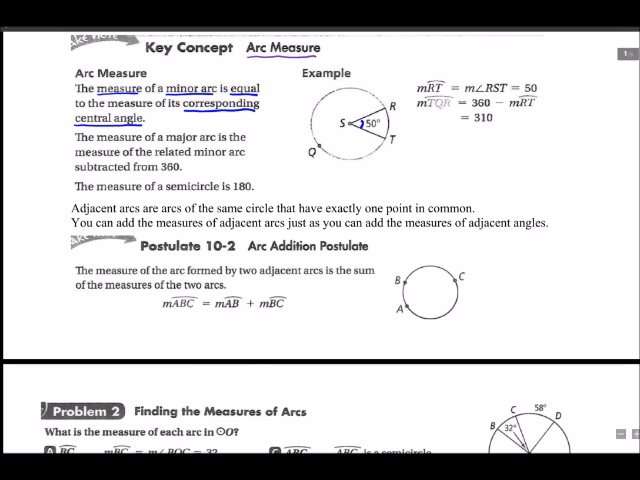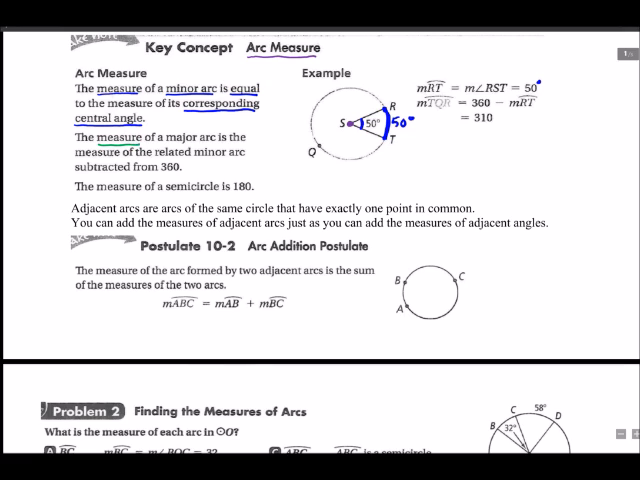So if we look at our minor arc here, look how we write this. It's kind of like an angle, the measure of arc RT. So we're looking at this part of the circle. The measure is the same as the measure of angle RST, because S is the center of our circle here, is 50 degrees. The central angle is 50 degrees. This arc measures 50 degrees.